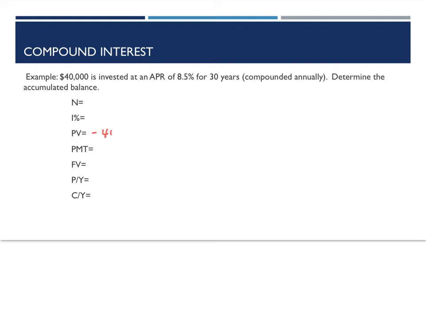$40,000 is invested at the beginning of the problem. That's negative because it's an investment, and it's PV because it's at the beginning. We want to find the accumulated balance. That's how much we have at the end.